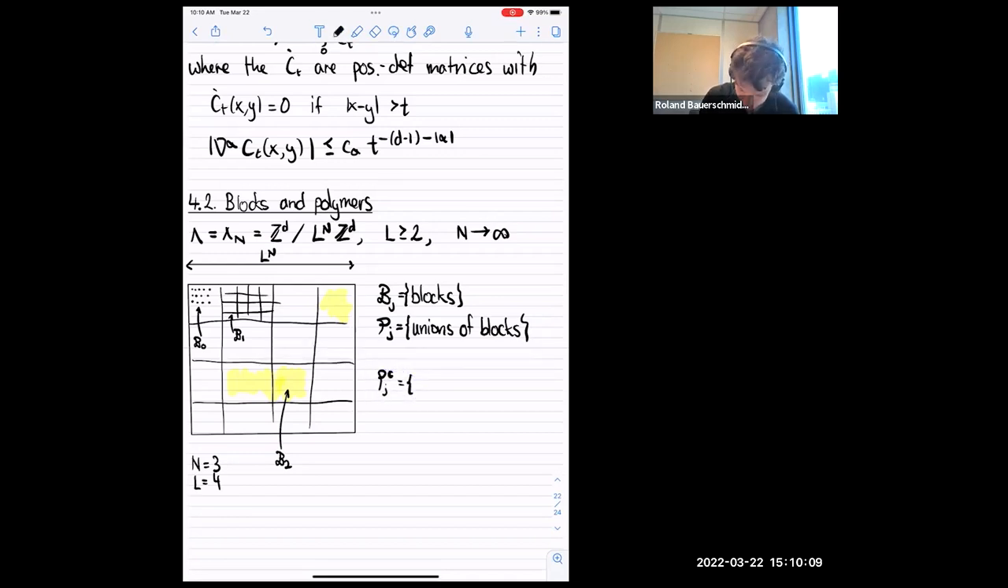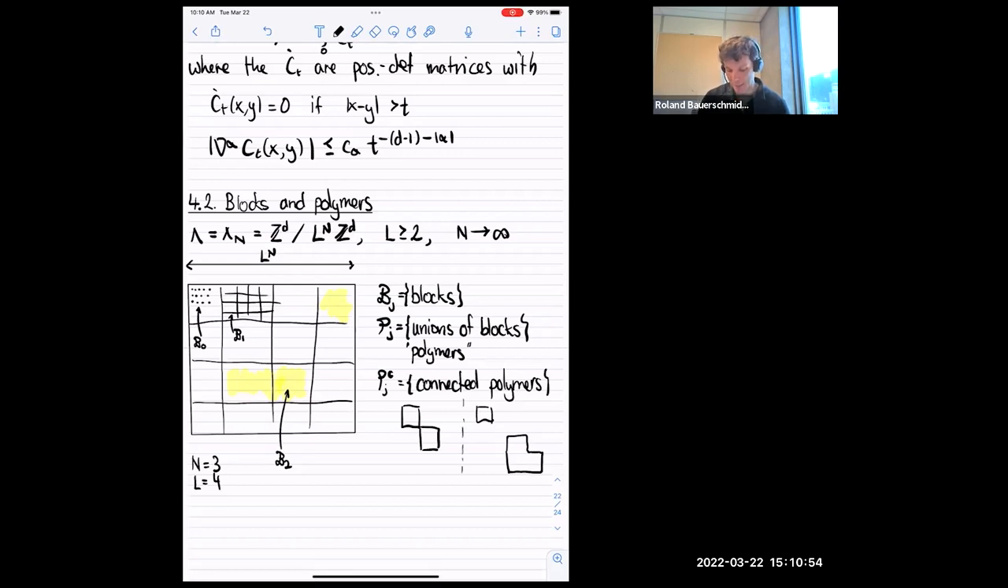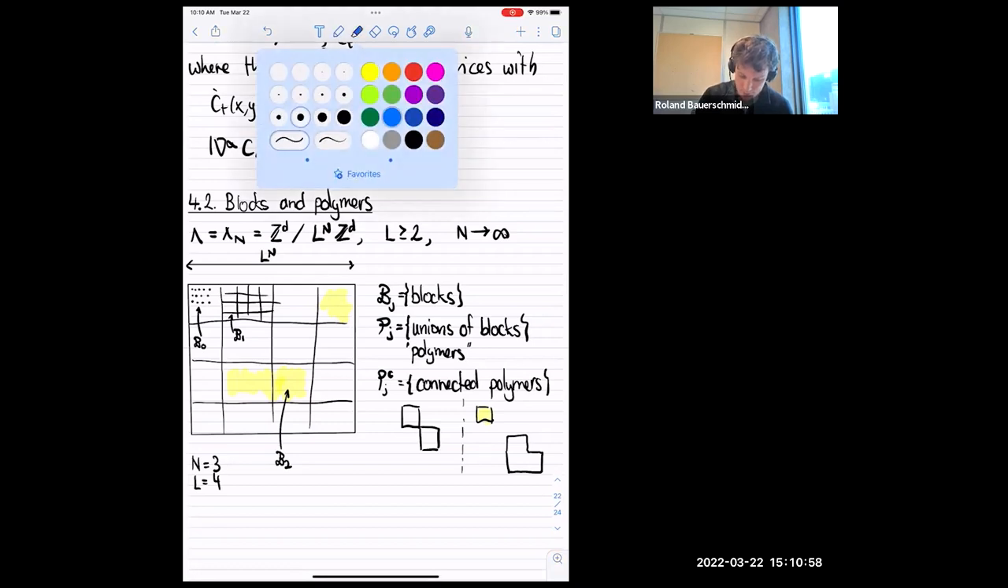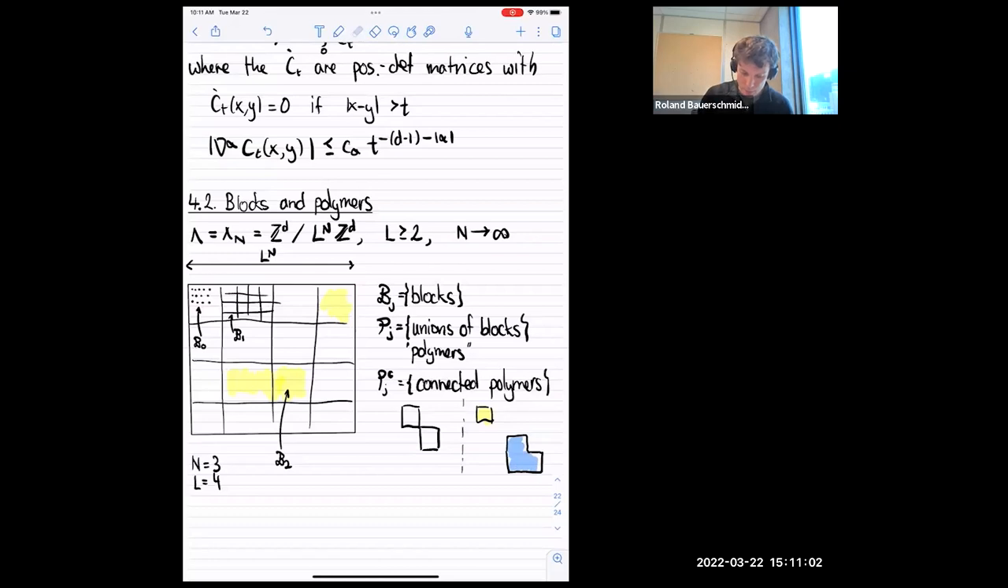Maybe I should write, these are called polymers. And so these are connected polymers. And what does connected mean? Well, connected means they do not touch. So let me give an example. These two blocks together form a connected polymer because the two blocks touch. These two polymers are not connected. So here we have the yellow and, let's say, the blue polymer. Those are not connected, while the two green ones here are part of the same polymer.